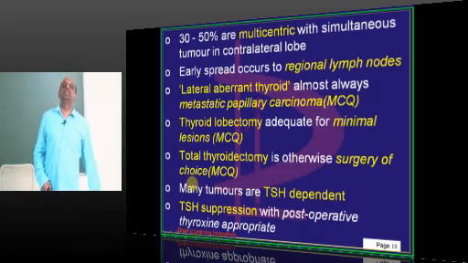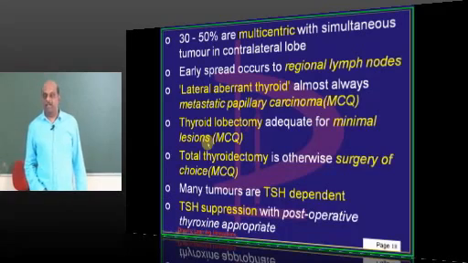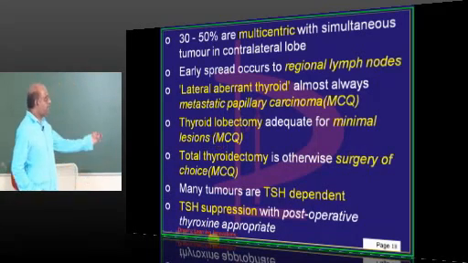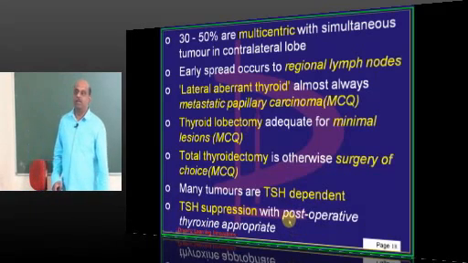But otherwise, if it is not a micro lesion less than 1 centimeter, total thyroidectomy is considered to be the surgery of choice. Most of these tumors are basically TSH dependent. What does it mean?